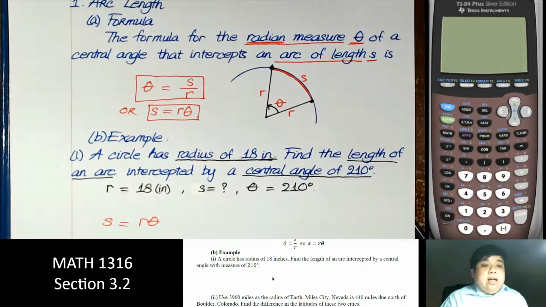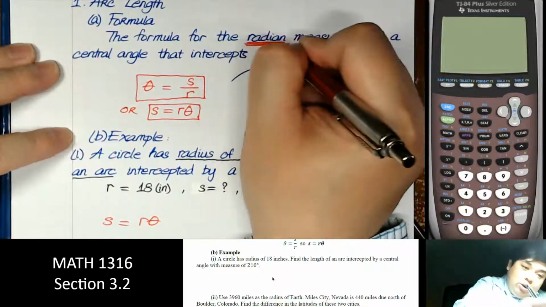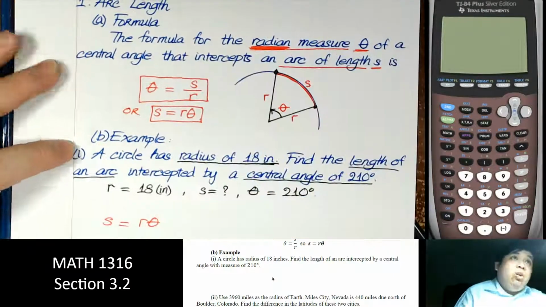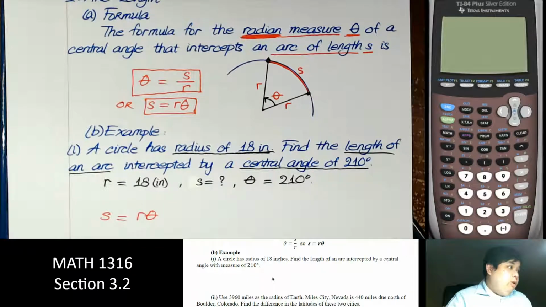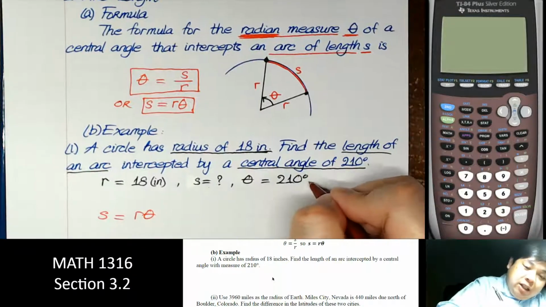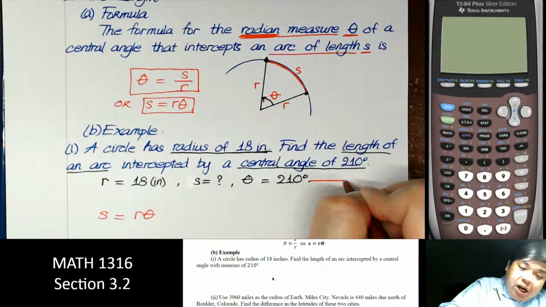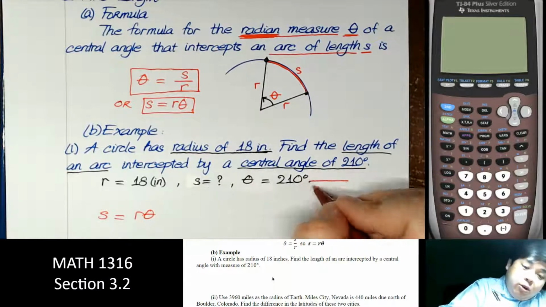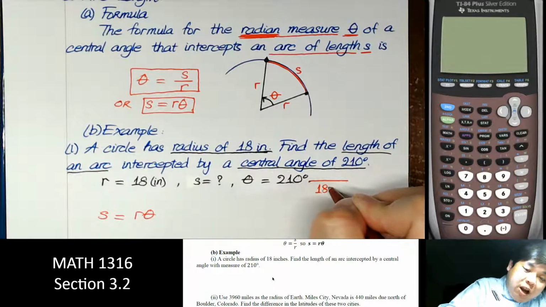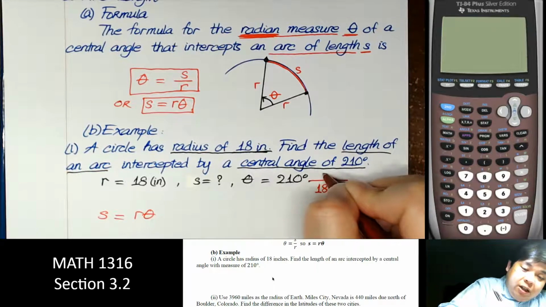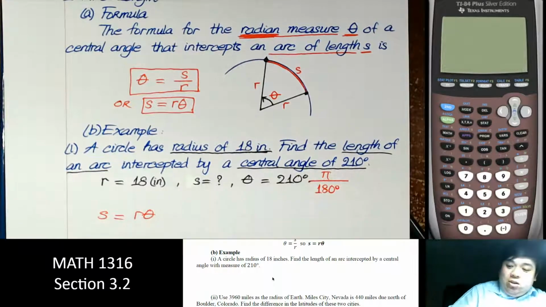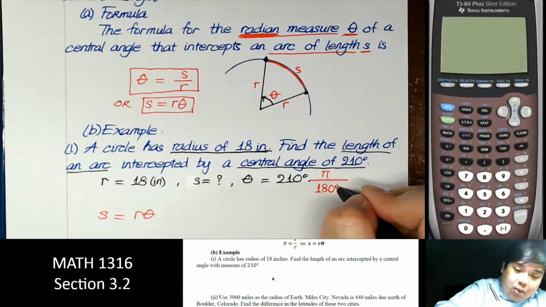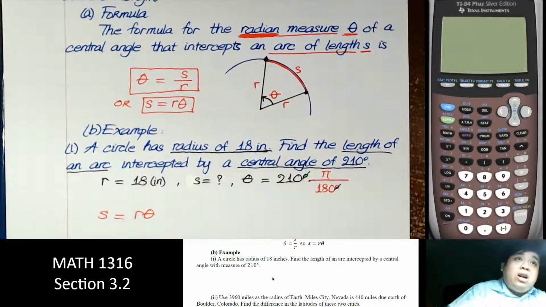That's easy. Except the most important thing here, in the definition, is that theta has to be in radian measure. So we have to convert that into radians. To convert to radians, meaning we do not want degrees anymore, we multiply by pi divided by 180 degrees, because we need the degrees at the bottom. So the degrees will cancel.